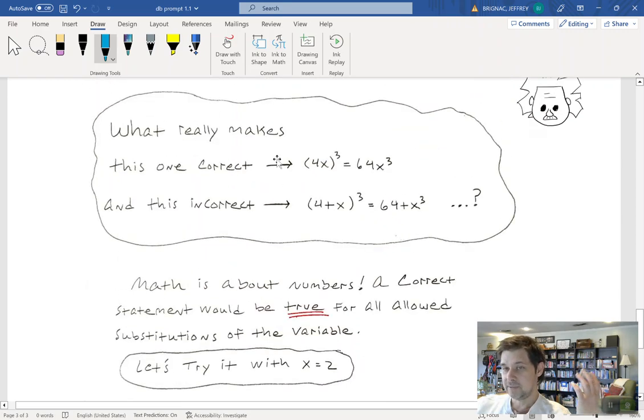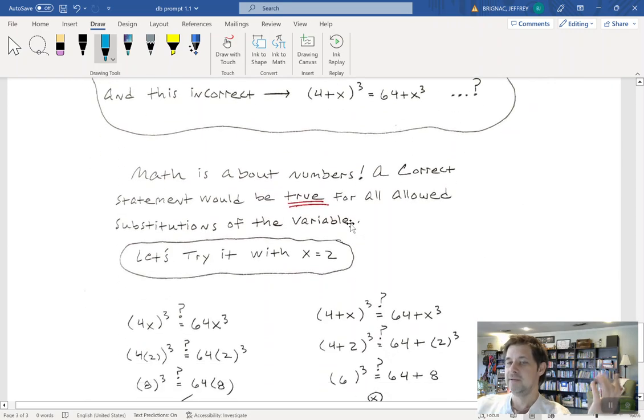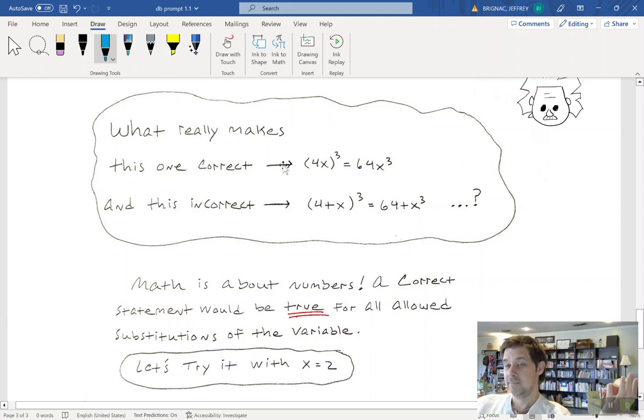So what makes these correct or not, really, is that a correct statement would be true for all allowed substitutions of the variable. So what we're saying is, this one being correct means that if I put different values for the x, then this statement will be true. And this one being incorrect means if I put different values for the x, then this one would be false. Maybe not all the time, but it would be false enough of the time that I can't rely on this being a correct way to go about things.